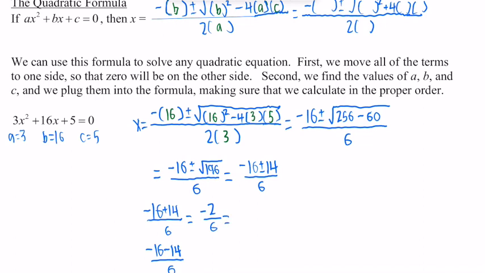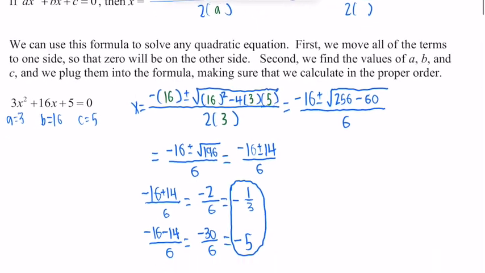The first one, negative 16 plus 14 is negative 2. And negative 2/6, when you reduce it, we get a solution of negative 1/3. On the bottom one, negative 16 minus 14 is negative 30. Negative 30 divided by 6, when you simplify it, you have negative 5. So negative 1/3 and negative 5 are the solutions. It may seem like that took a while, but after you practice these, you'll notice that every quadratic formula problem has the same steps. Get everything on one side, set up the formula, square and multiply, simplify what's under the square root, and it's the same steps every time.